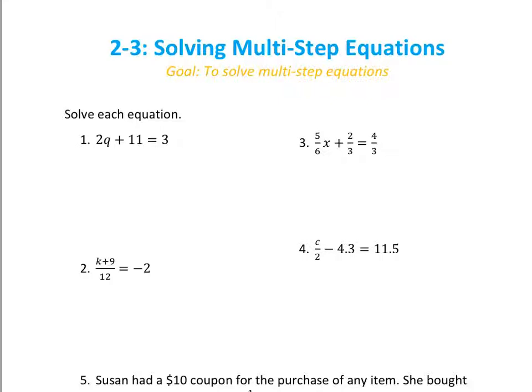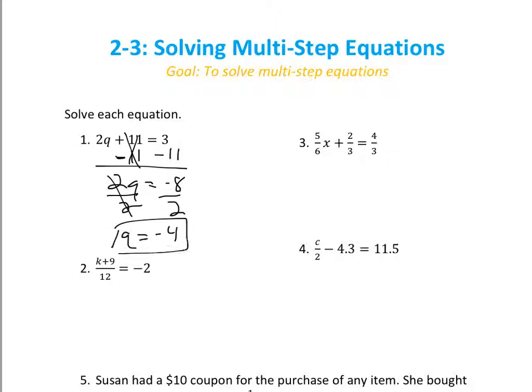So in the first problem here, we have to subtract the 11 first before we divide by 2. Always do the adding and subtracting first when solving equations, then multiply and divide. You always have to follow the rules of order of operations. So we've got 2q equals negative 8, divided by 2, and q equals negative 4.